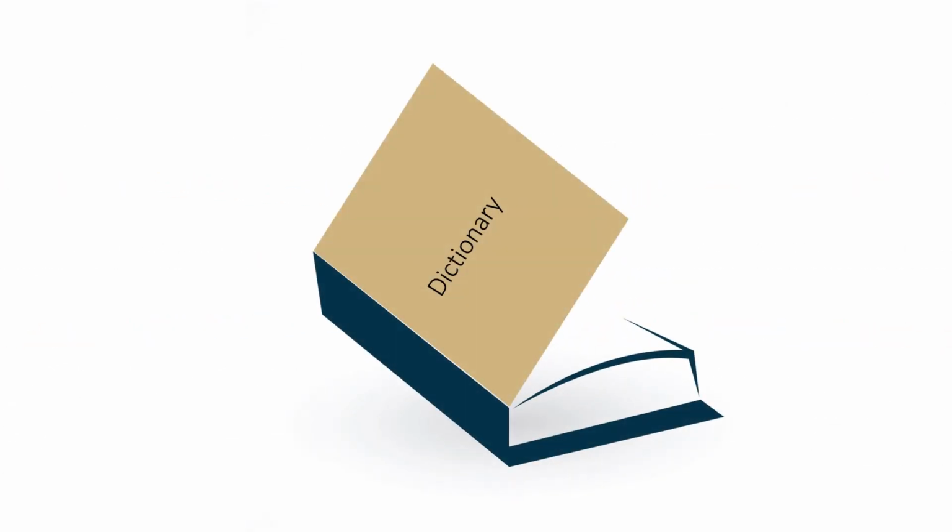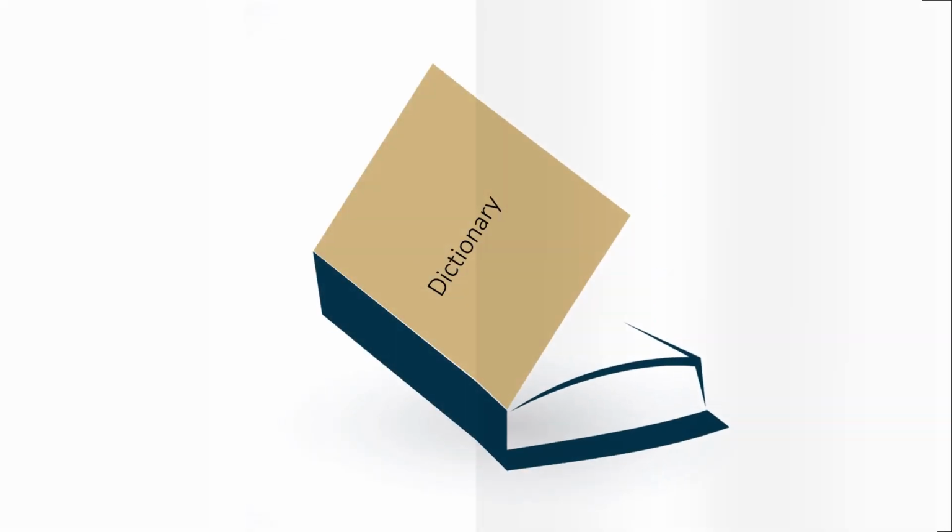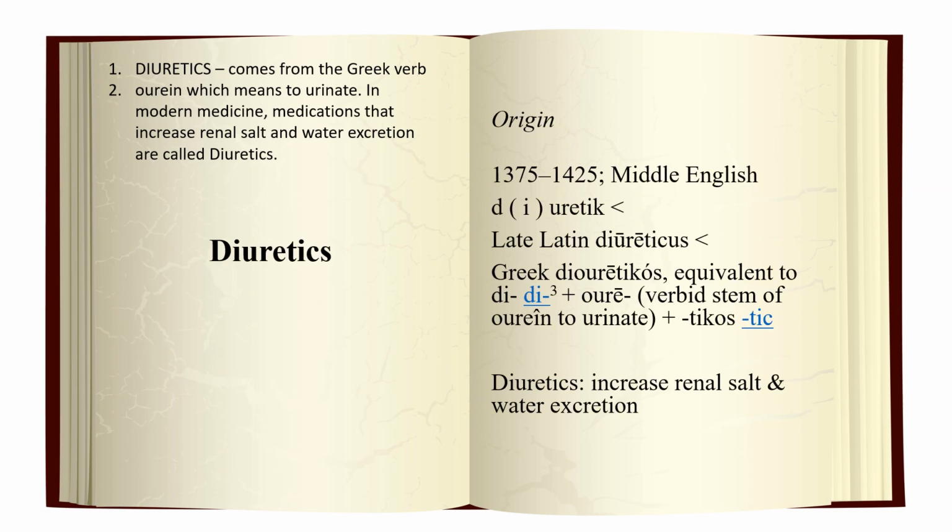What is a diuretic? Diuretics comes from the Greek verb urin, which means to urinate. In modern medicine, medications that increase renal salt and water excretion are called diuretics.